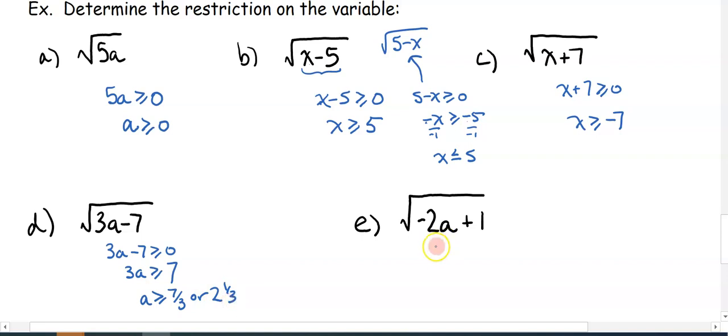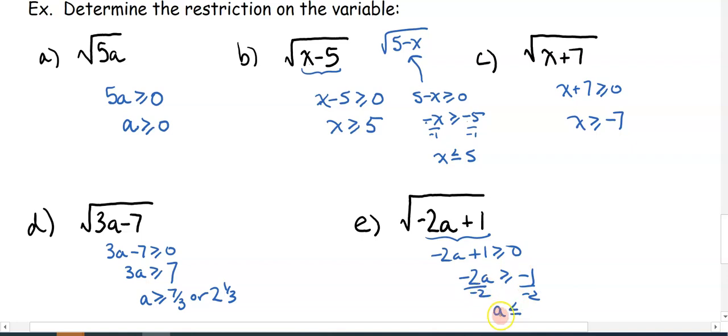Okay? And last but not least, negative 2a is greater than or equal to, sorry, I wrote that wrong. Negative 2a plus 1 is greater than or equal to 0, so the whole radicand has to be bigger than or equal to 0. Whatever this expression is, greater than or equal to 0. Now we solve for the variable that makes this statement true. Negative 2a is greater than or equal to negative 1. Divide both sides by negative 2. Oops, I'm dividing by a negative, so my sign reverses.